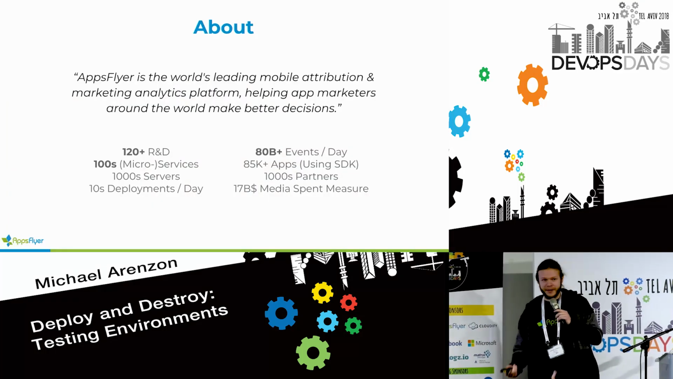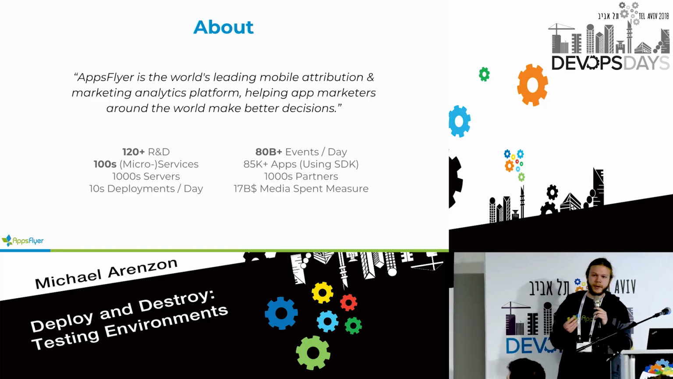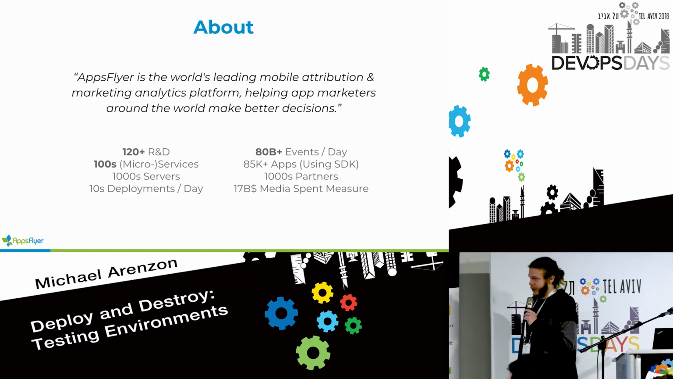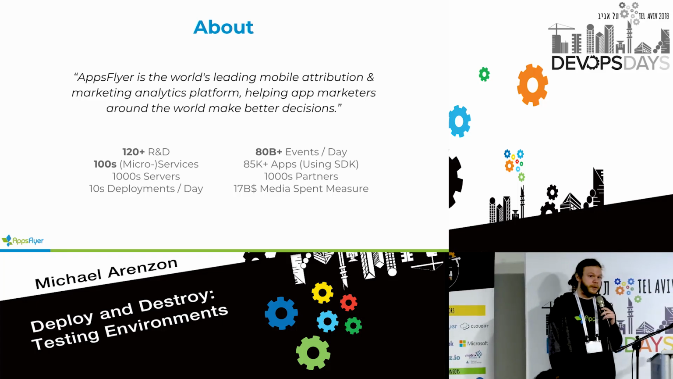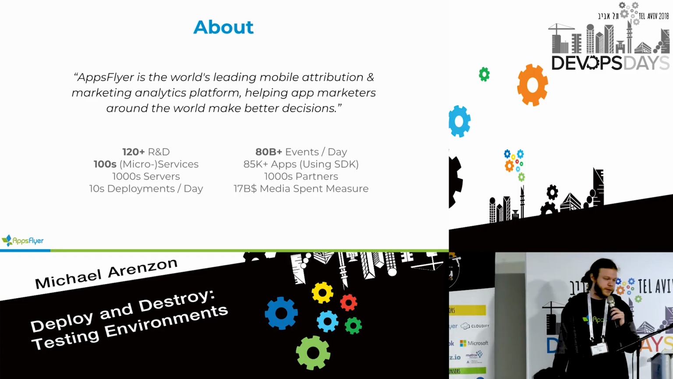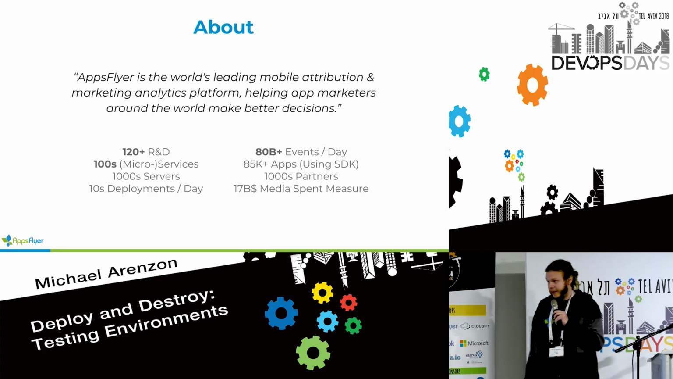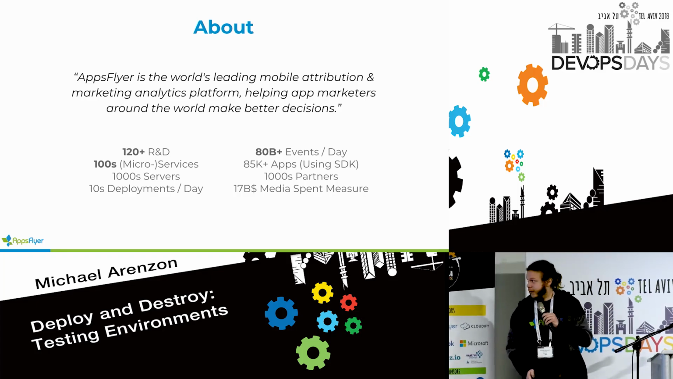And a bit about AppsFlyer. We're a leading mobile attribution company who help app marketers understand how to spend their budget. But let's look a bit at the numbers. We're around 120 people in R&D. We have hundreds of microservices, thousands of servers, and we're handling around 80 billion events per day. It means that we're at quite a huge scale, and we need somehow to maintain it.